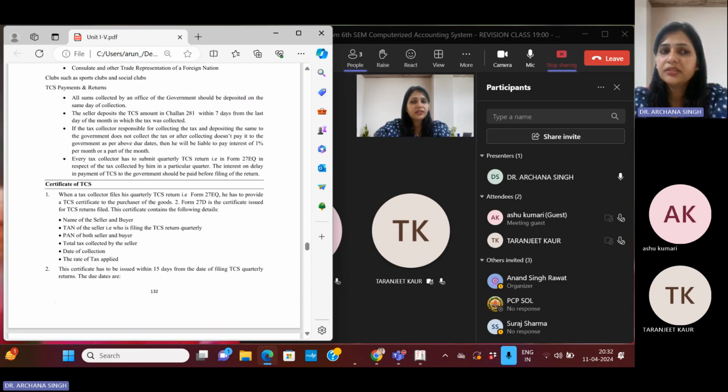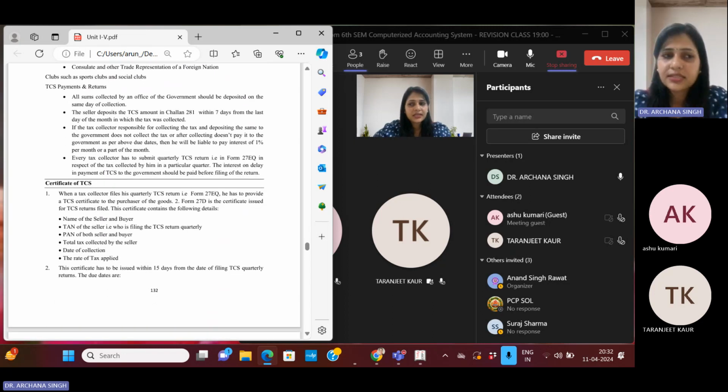अब टीसीएस पेमेंट एंड रिटर्न की बात करें तो what about TCS, tax collected at source, payment and returns? All sum collected by an office of government should be deposited on same day of collection. Then seller deposits the TCS amount in the form of challan within 7 days from last day of month in which tax was collected. Then if tax collector is responsible for collecting tax, then depositing the same to government, does not collect the tax or after collecting does not pay to the government as per due dates, so that person is liable to pay interest of 1% per month or a part of month.